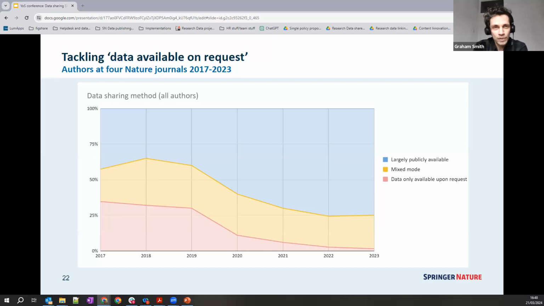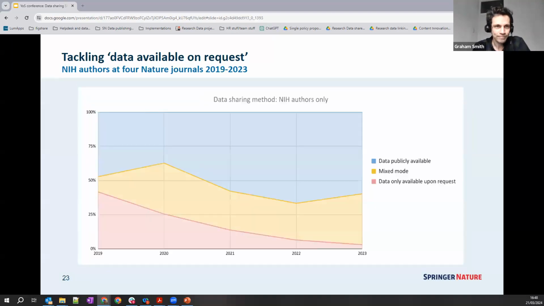And while it is still present, it tends to be present if there's a good justification alongside an open data sharing method. And we can see that 75% of those papers now are sharing their data, making their data publicly available. And this is something which is based on 4 Nature journals that were actually part of a Figshare pilot that I'll talk about in a minute.